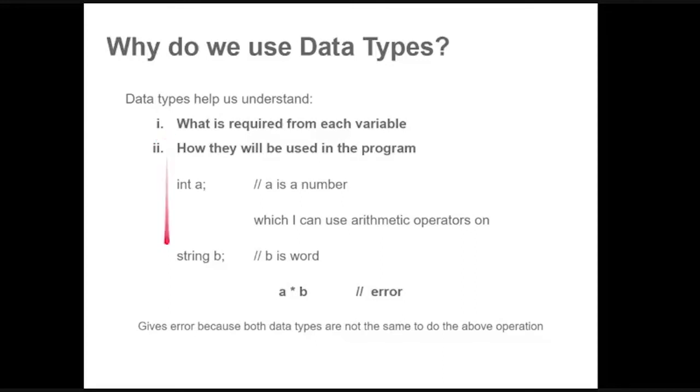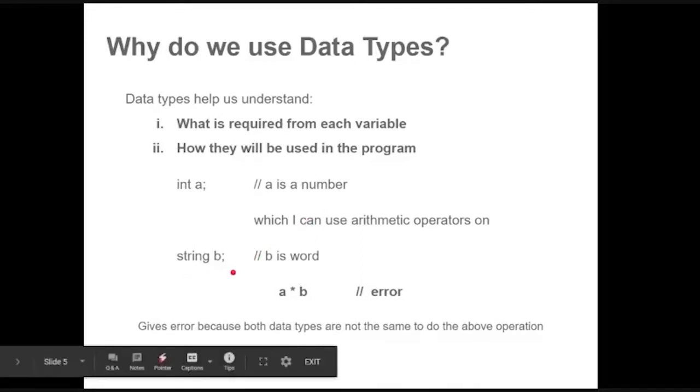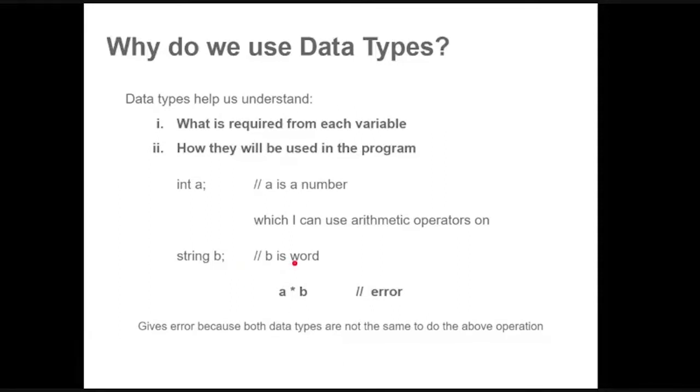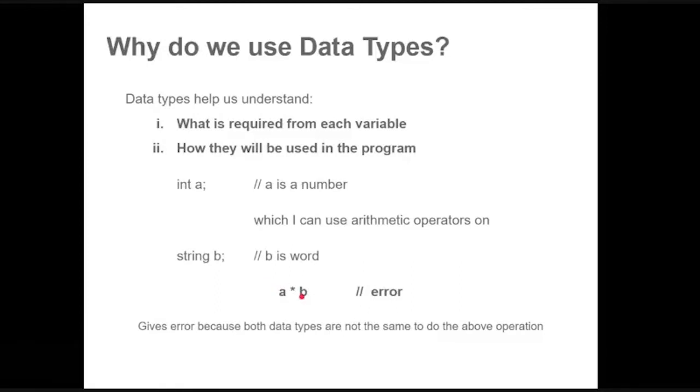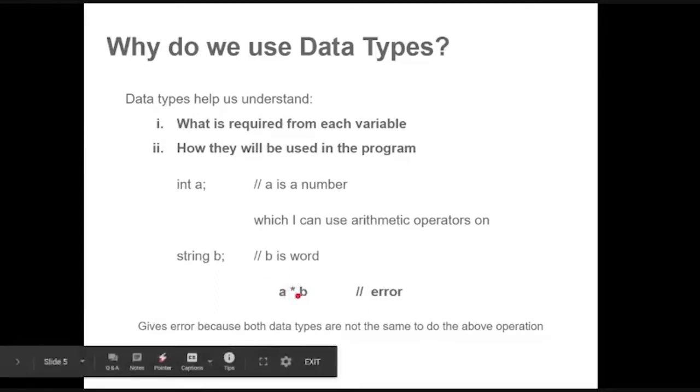Now, for an example, let's say I declare an integer a. Then it's clear to whoever's reading the program that a will be a number which I can use arithmetic operators on. If I declare a string b, then it's clear that b might be a word or any collection of characters, and I won't be using b in arithmetic operations. So obviously, if I try a into b, it'll give me an error because both data types are not the same, and it won't make sense if we do the above operation.